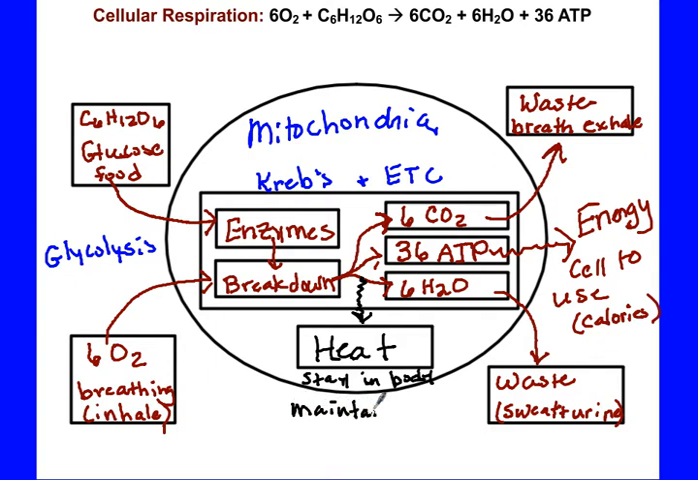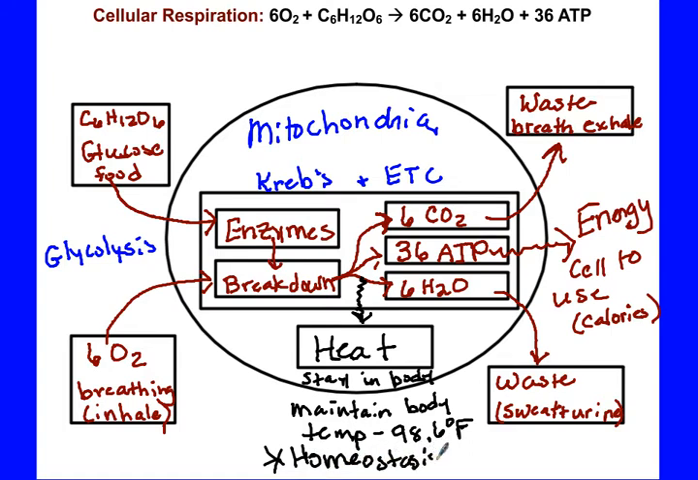And think about our body temperature. What is the correct body temperature supposed to be? Our normal body temp. If you said 98.6 degrees Fahrenheit, then you're correct. And this is one way that our body helps to maintain homeostasis. Cellular respiration is a large part of our metabolism, and our metabolism, those chemical reactions, are how we help to maintain homeostasis.